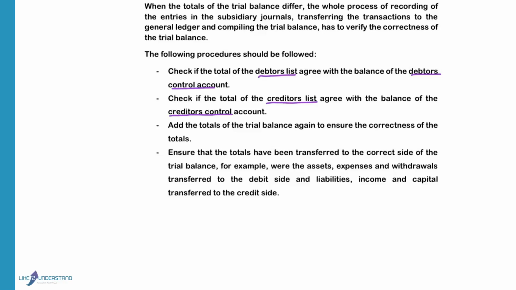Add the totals in the trial balance again to ensure the correctness of the totals so that you didn't make an adding mistake. Ensure that the totals have been transferred correctly to the correct side of the trial balance. So assets and expenses and drawings will have debit balances. Liability, income, and capital will be transferred to the credit side of the trial balance. If all the totals and balances are on the right side of the trial balance and it still doesn't balance, then it means there was a mistake in the general ledger, and you will have to go back to the ledger to find the mistake.